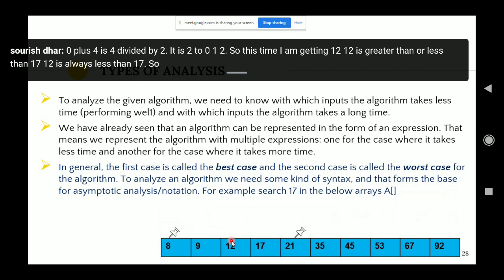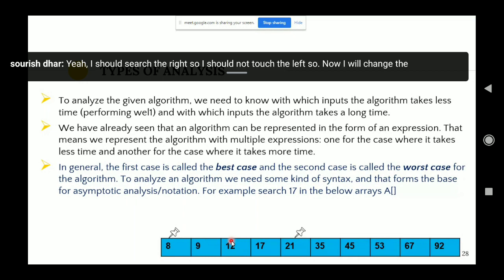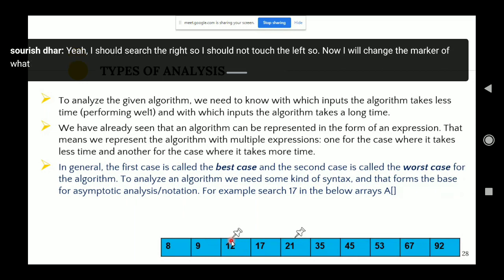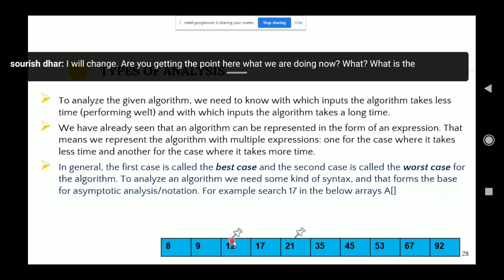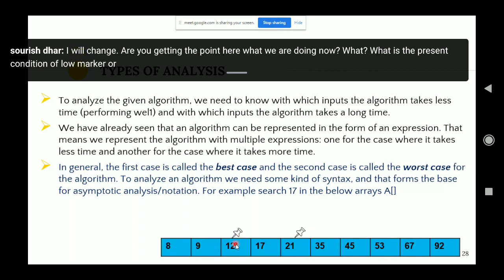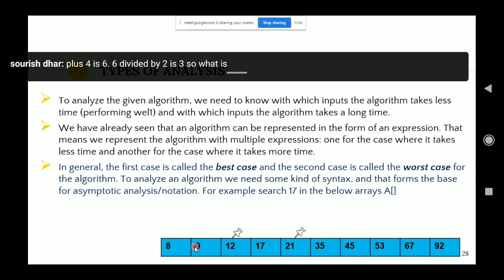So should I search in the right or should I search in the left? Yes, I should search the right. So I should not touch the left. So now I will change the marker of what? Low marker I will change. Are you getting the point here? What is the present assignment of the low marker? It is 2, and the high marker is 4. So 2 plus 4 is 6. 6 divided by 2 is 3. So what is the third element?